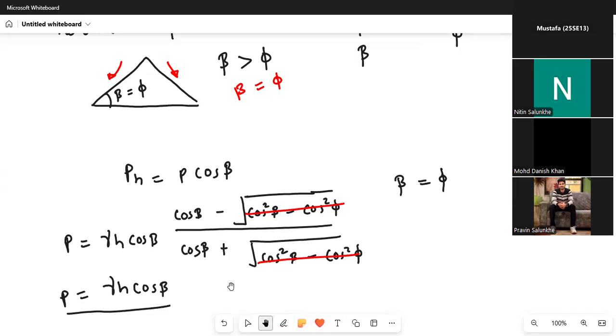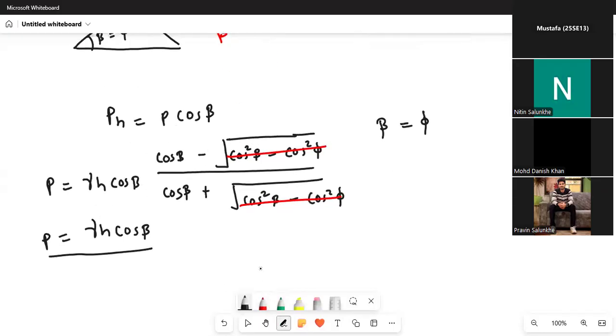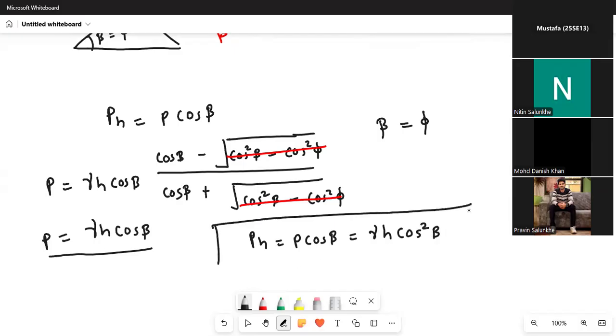From this you need to find pH. So what will be pH? pH equal to p cos beta. And what is p? P is gamma h cos beta. Cos beta into cos beta, it will be cos square beta. So this is the formula of lateral pressure on the vertical wall.